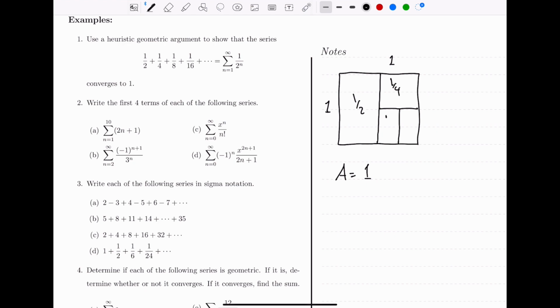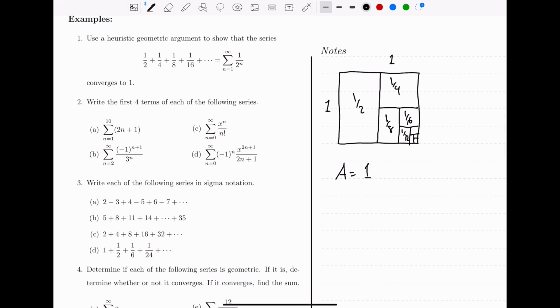Half of 1/4 is 1/8. Then chop this in half. Half of 1/8 is 1/16. Chop that in half again. Half of 1/16 is 1/32. And imagine just doing this ad nauseum. We just continue to chop this thing up smaller and smaller and smaller. And each time we get a small portion that has half of the area of the previous one.